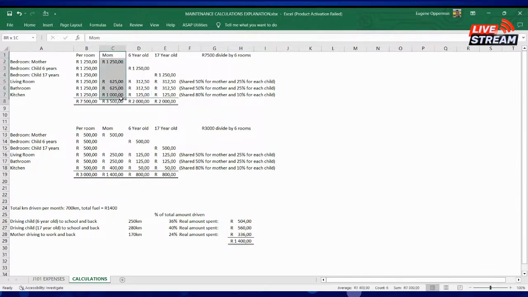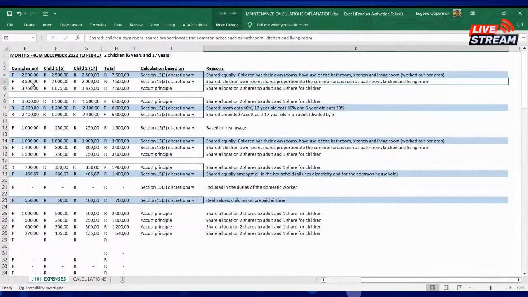So if you calculate those and add those up, it would mean of the total amount of 7,500 Rand, mom needs to pay 3,500 Rand, which equates basically to half, or just a little bit less than that. And then the 6-year-old's 2,000 Rand, and the 17-year-old also 2,000 Rand. So that is one of the models that could be used as well.